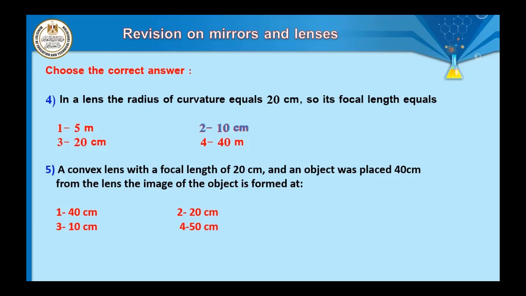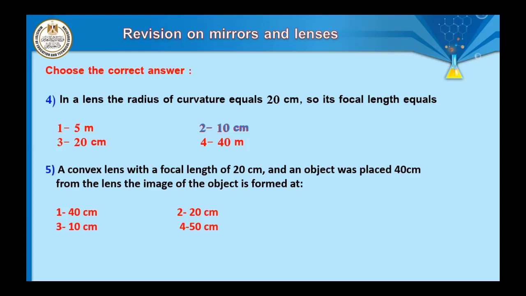40 equals double focal length. This means that the object is placed at a distance double the focal length, on the radius or at the center of curvature. What are the properties of the image that will be formed? Real, inverted, equal to the object.